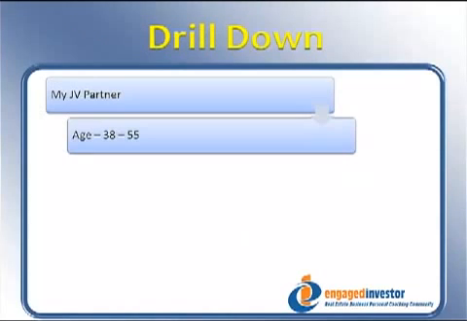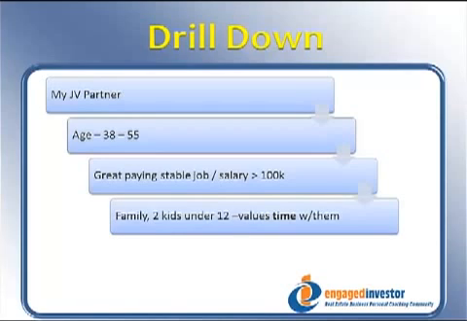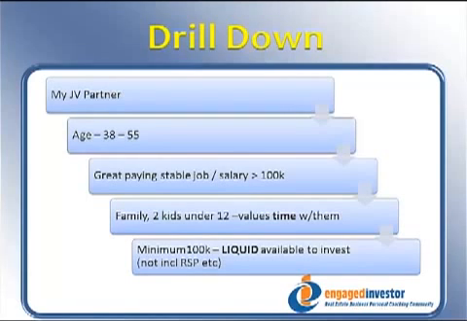So my JV partner, and this is still very top level, I'm just giving you a very quick way of drilling down. I want a JV partner that is between 38 and 55 years old. And he's got a great paying, stable job, salary of more than 100K. They have a family, 2 kids, under 12. They value time with them. And they have a minimum of 100K liquid available to invest with me. That does not include RSP.